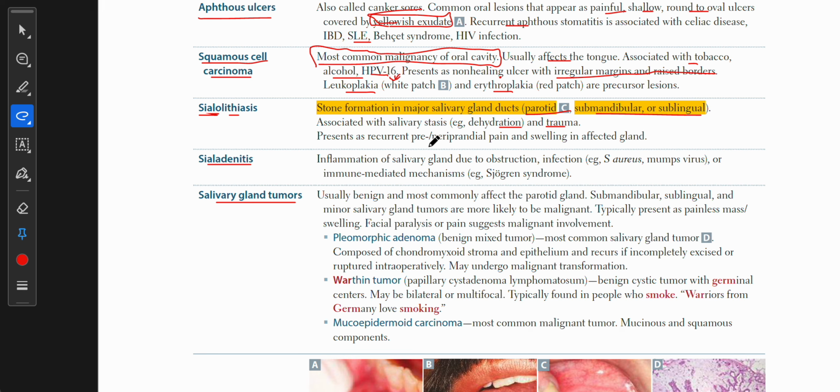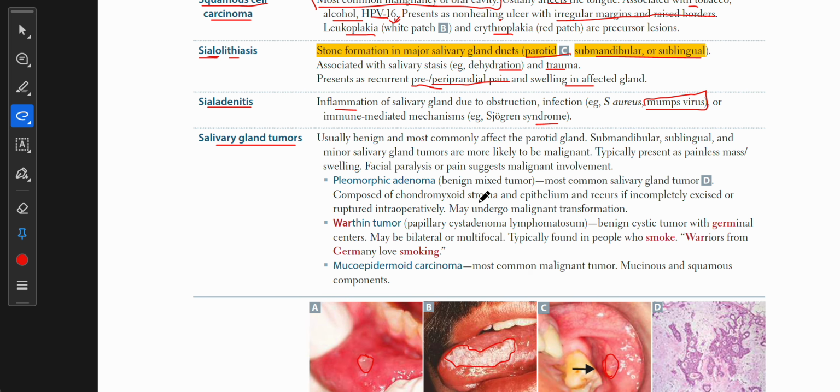That is the reason. And just like a renal calculus, it presents as recurrent periprandial pain, meaning pain around the time of eating, in the affected gland. So what is sialadenitis? Sialadenitis is inflammation of the salivary gland due to obstruction, infection, for example Staphylococcus aureus, or mumps virus, which is the most common virus causing sialadenitis. You have to remember this. It can also be caused by immune-mediated mechanisms like Sjogren syndrome.